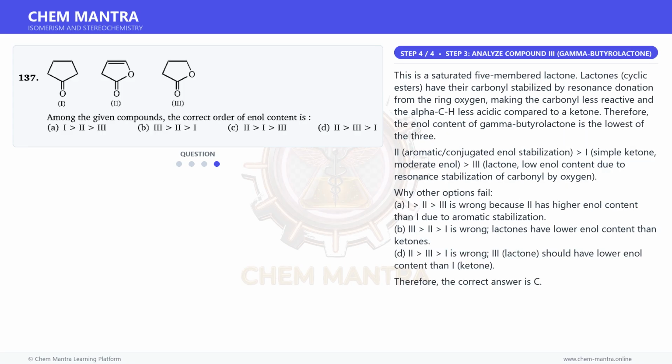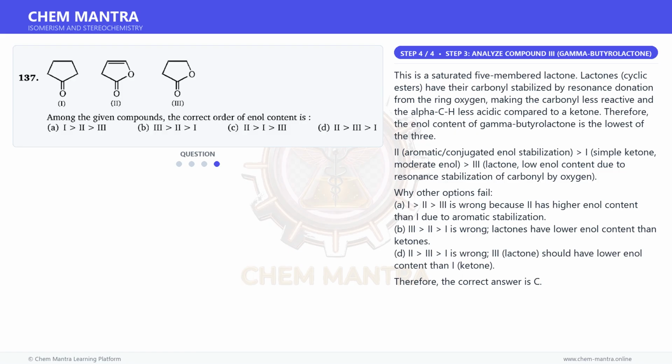And for the final step. This is a saturated 5-membered lactone. Lactones, cyclic esters, have their carbonyl stabilized by resonance donation from the ring oxygen, making the carbonyl less reactive and the alpha-CH less acidic compared to a ketone. Therefore, the enol content of gamma-butyrolactone is the lowest of the three. 2. Aromatic conjugated enol stabilization. 1. Simple ketone, moderate enol. 3. Lactone, low enol content due to resonance stabilization of the carbonyl by oxygen.